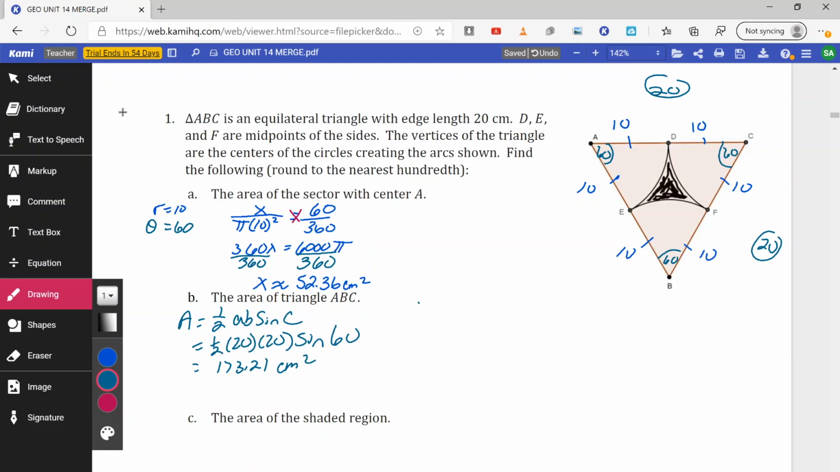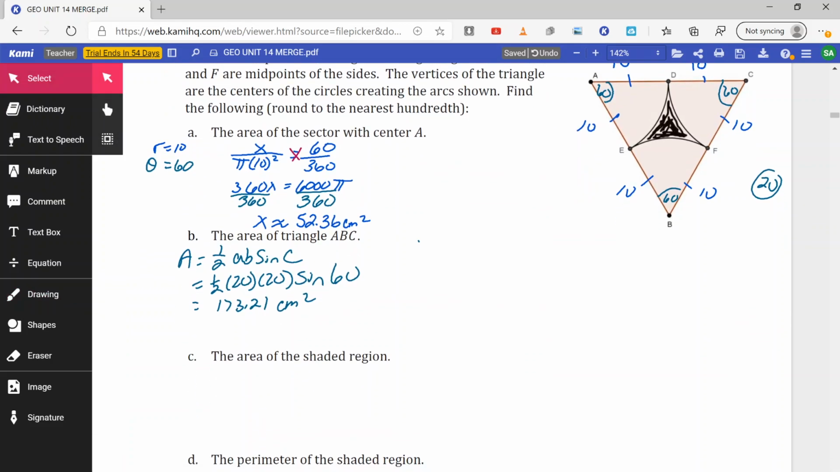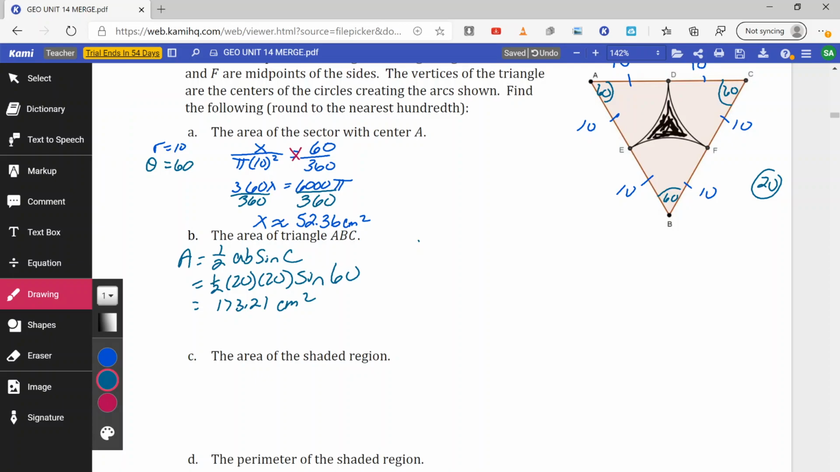So now what we want to do is we actually need to find the area of the shaded region. So the area in the shaded region is in the middle of it. Now we found the area of sector A to be 52.36. So if I know the whole area of the triangle, and all I want to do is find the middle section, I have to get rid of the parts that are actually part of the circles.